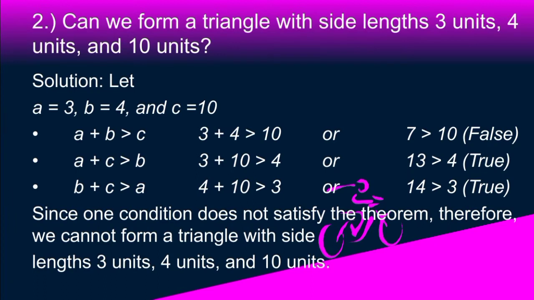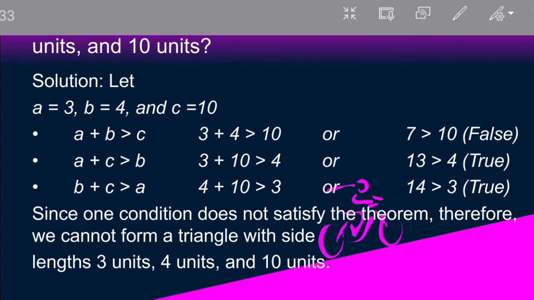To understand more about the triangle inequality theorem, let us answer this second question. Can we form a triangle with side lengths 3 units, 4 units, and 10 units? This is now the solution. Let your A be the first side, 3. Your second side B will be 4, and the third side will be 10. That is your letter C.